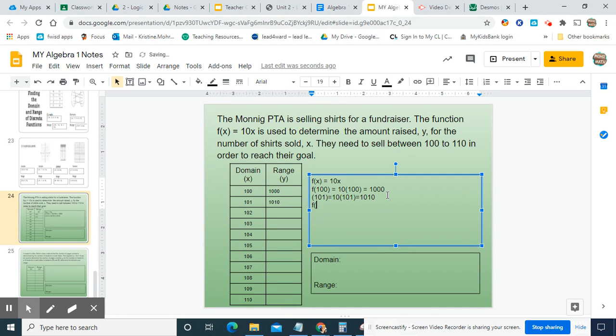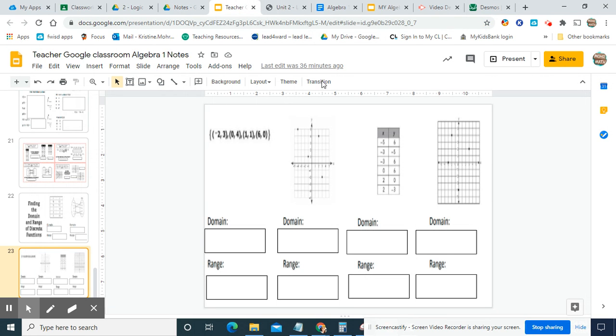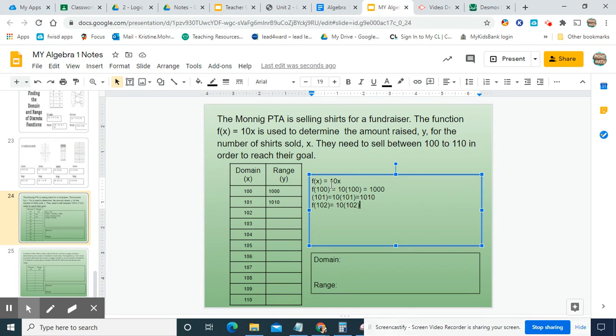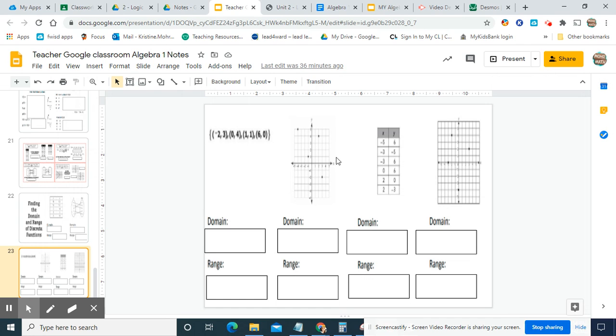So f of 102, then we know it's 10 times 102. Well, if you don't know, 10 times 102, we get 1,020. And then now our function for 103 shirts is equal to 10 times 103. So 10 times 103 is 1,030.